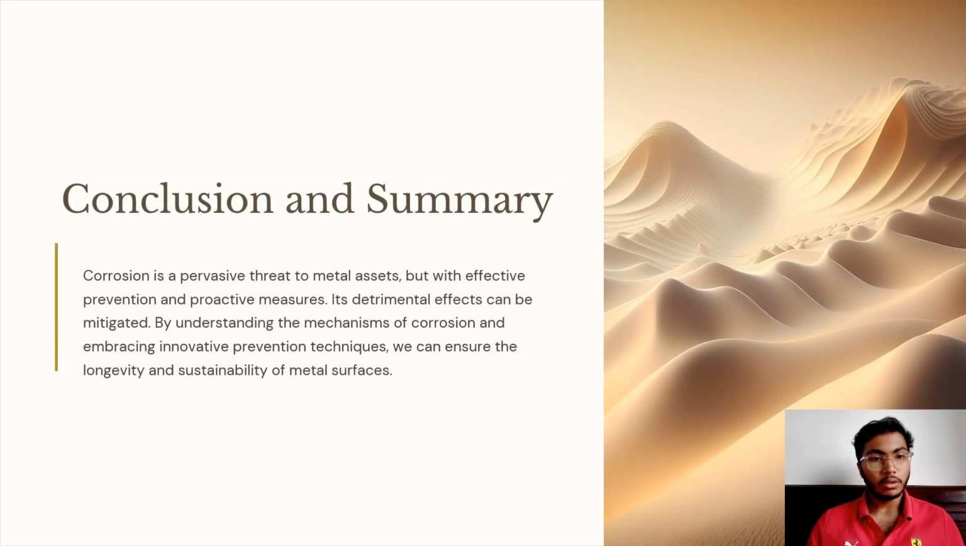Conclusion and summary. Corrosion is a pervasive threat to metal assets, but with effective prevention and proactive measures, its detrimental effects can be mitigated. By understanding the mechanisms of corrosion and embracing innovative prevention techniques, we can ensure the longevity and sustainability of metal surfaces. Thank you.